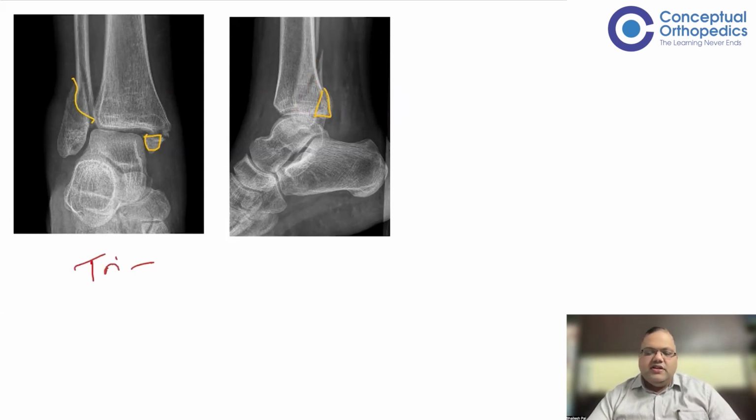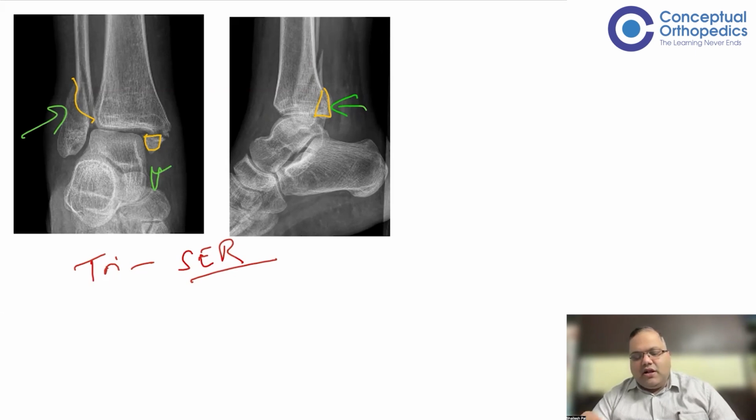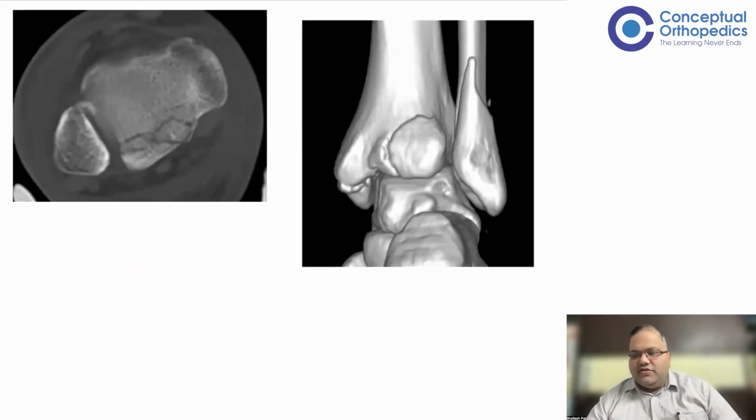Now, in this case, if you want to do a Lauge-Hansen classification, this will be a supination external rotation. And then the treatment is classical: you can go in posterolateral, fix the posterior malleolus and the lateral malleolus with an antiglide, and then fix the medial malleolus. So that is the typical way we do it, but for a similar looking fracture pattern, the treatment will completely change the moment it is a posterior pilon injury because we need to take care of those fragments. So this is what I was talking about.